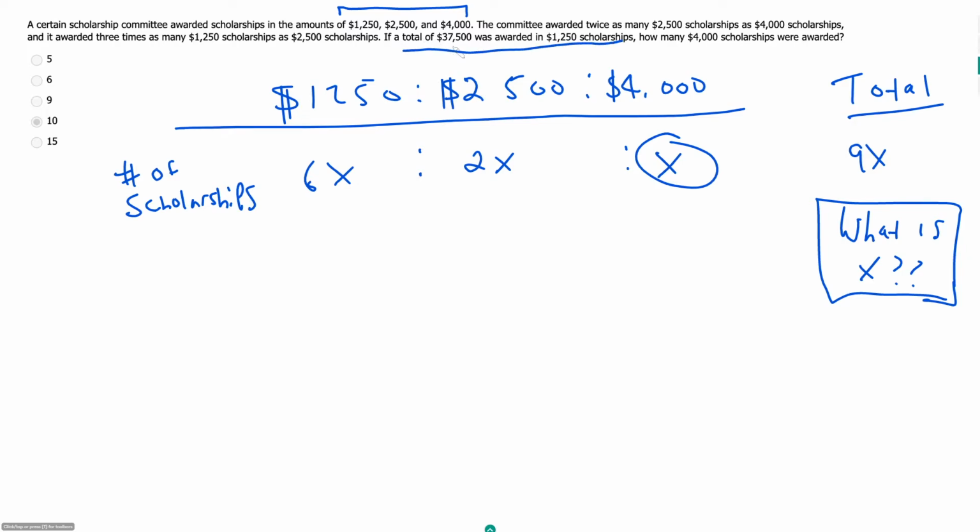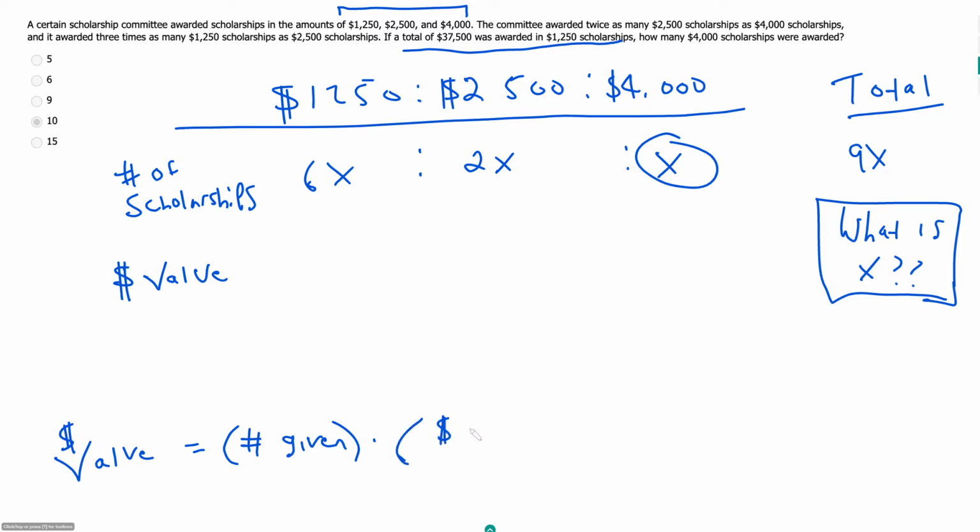If a total of $37,500 was awarded in $1,250 scholarships, so what does that mean? So now, from this ratio of the number of scholarships, we can find the dollar value for each of our different scholarships. We can calculate that ratio from this ratio. Remember, these numbers here are the number of scholarships. Therefore, the value for each of your scholarships should be the number of scholarships that were given times the dollar value of each scholarship. So I just said, total dollar value.